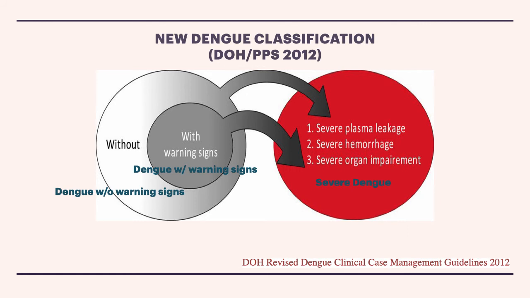In the year 2012, the Department of Health and Philippine Pediatric Society formulated a revised dengue clinical case management guideline, wherein dengue will be divided into three classifications: dengue without warning signs, dengue with warning signs, and severe dengue.